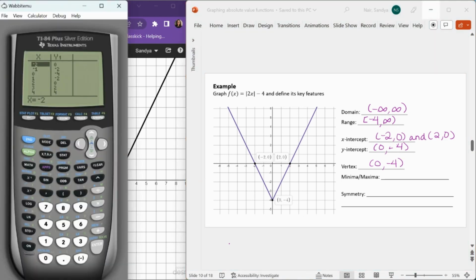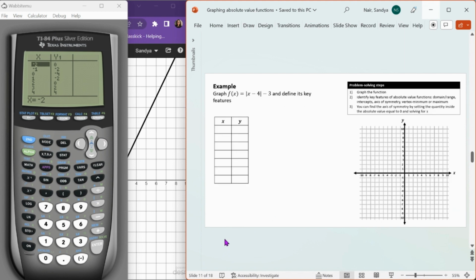And since this absolute value function opens up, it's going to have a minimum. And remember, the minimum is going to equal the y value. So it has a minimum of -4 at x equals 0. Okay. And to figure out the axis of symmetry, we're just going to look at the x coordinate of the vertex. So it has reflectional symmetry, right? All our absolute value functions have reflectional symmetry. So reflectional symmetry with respect to x equals 0, right? Because that's the line that we can draw in that represents our axis of symmetry.